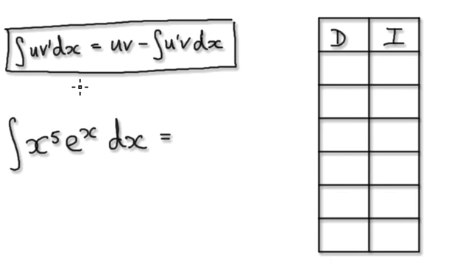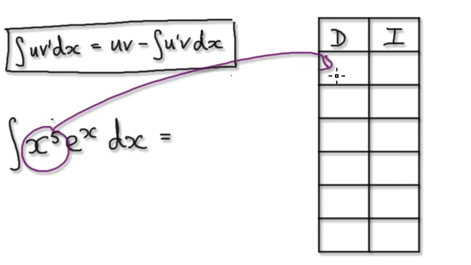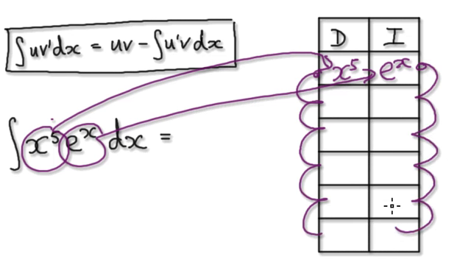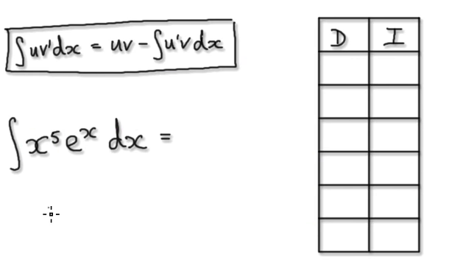So now integrate this. So your first step would be to put this into here. So it's x to the power of 5, and then put this into here. So this would be e to the power of x. And then you're differentiating each step of the way here, and then here you're integrating each step of the way. So press pause and have a go.